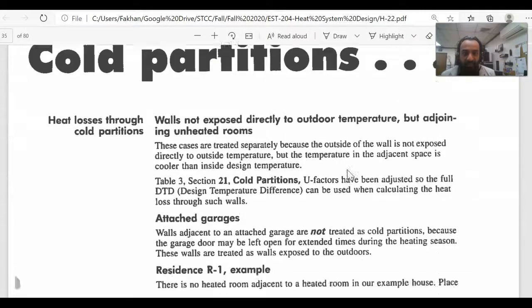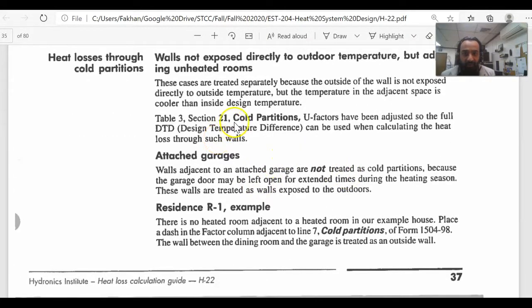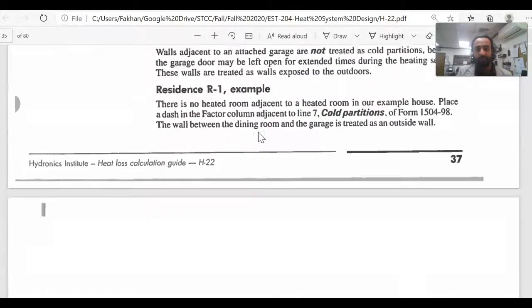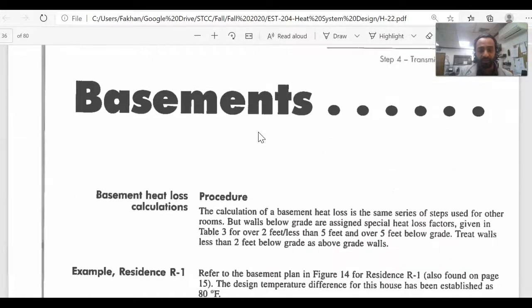For these, they have their own U factor. It's called cold partition here. The U factor has been adjusted to the full design temperature difference, which can be used when calculating the heat loss through these walls. So you can either use the adjusted U factor for the cold partition, or you can use it as the outside. I'd rather err on the side of caution and just put it as the temperature outside, or you can take a couple of degrees out to compensate for it not being as cold as the outside.